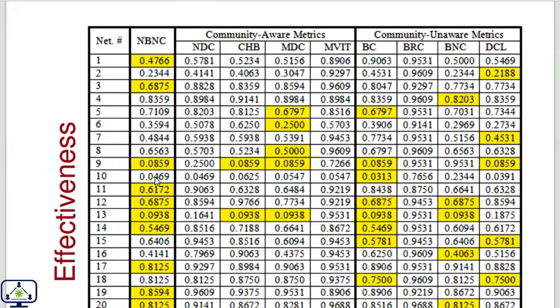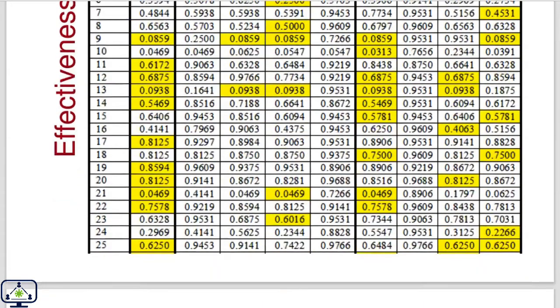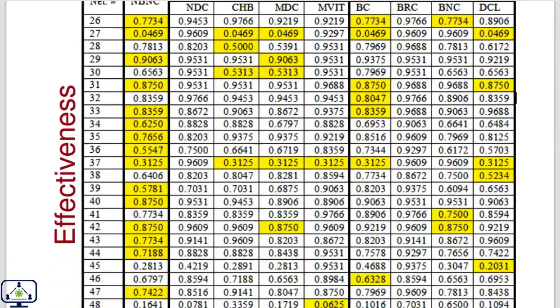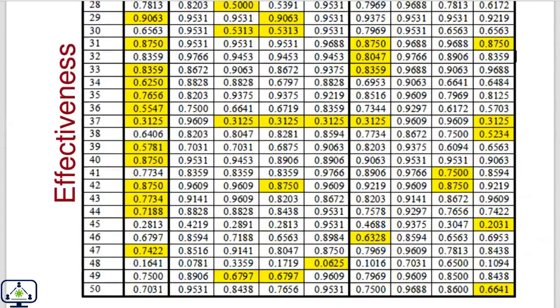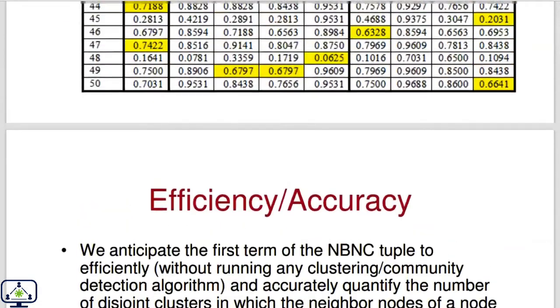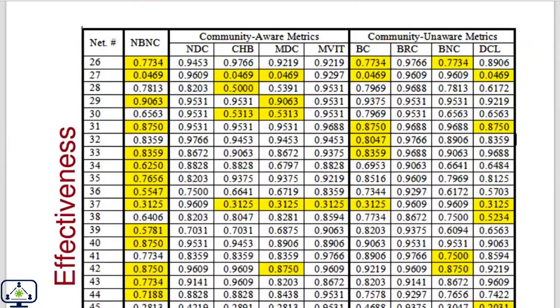That means it's very effective for several real-world networks compared to the existing metrics. And the existing metrics are also effective for certain real-world networks, as you can see from the yellow colors for them. But overall, the NBNC tuple is more effective compared to the existing metrics. That means with the existing metrics, you have to remove more bridge nodes. For example, for network number 26, you have to remove almost 90% of the top rank bridge nodes in order to bring the fraction of nodes in the largest component to less than 5%, whereas you remove only 77% of the top rank bridge nodes with our tuple, and so on.